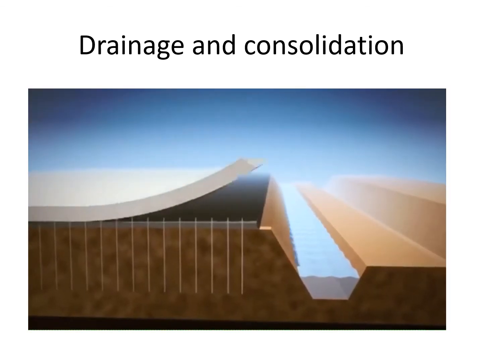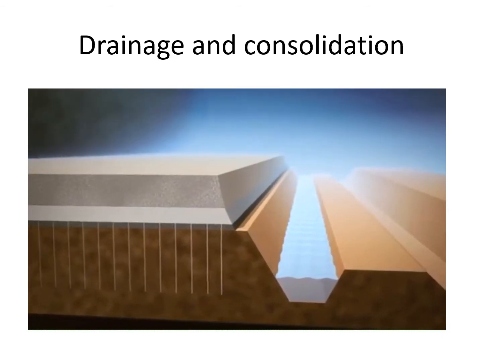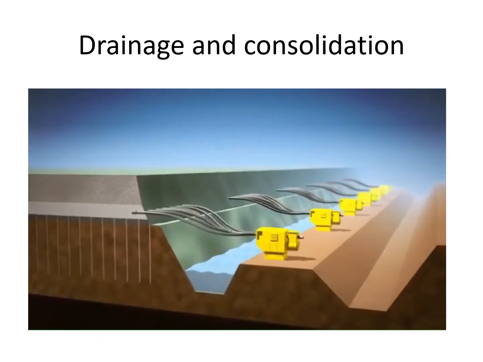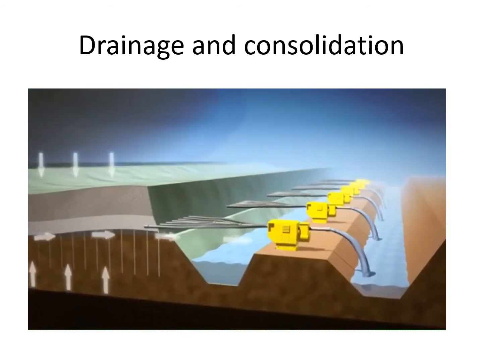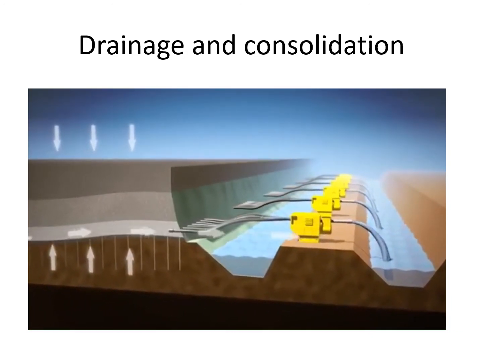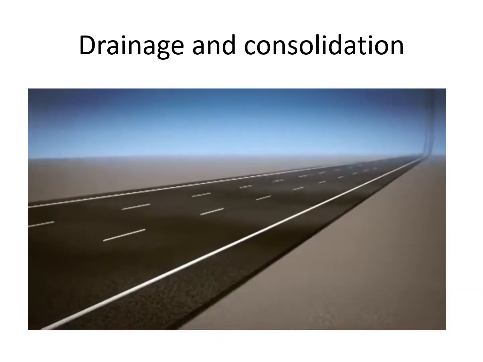Later, surcharge is provided like this. Due to the weight of the surcharge, the soil gets compressed, water is released into the pipe, then all the water will be collected to some other place. This is called consolidation. In this way, the water is removed from the soil. Later on, the road is provided over there.